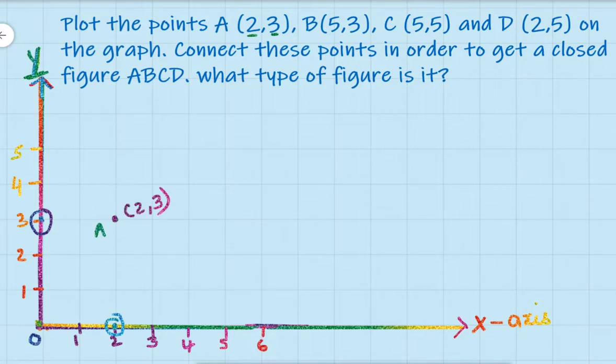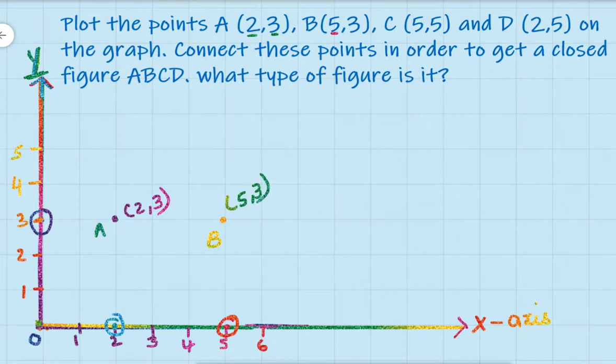Now B (5, 3). That means you go to the x-axis first, to 5. So this is 5, and from here you draw a straight perpendicular line. And from 3 on the y-axis, again you draw a straight line. So you will get a point here. This will be point B, which is (5, 3).